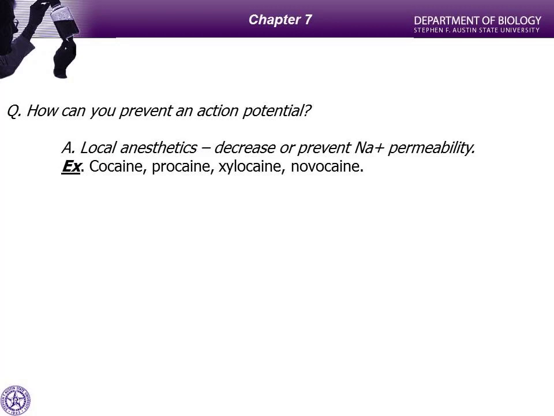Now, there are some instances where clinically we want to prevent action potentials. If I'm going to have a filling in my tooth and the dentist has a drill, I do want him to block some action potentials, right? From my pain receptors. How can we block action potentials? Anesthetics, local anesthetics. These are going to be some of our opiates. So the cocaines, procaine, xylocaine, novocaine.